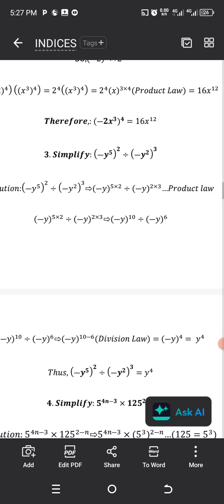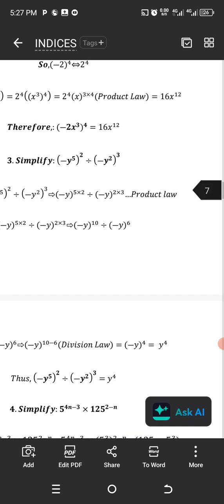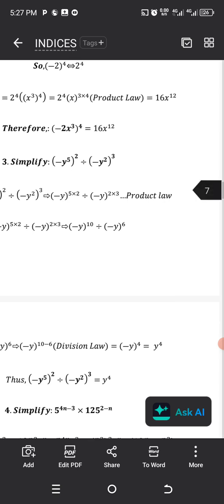But before then, we apply the product rule. You must first apply the product rule before solving, because you open the bracket first. Actually, if you apply the same thing, you get the same answer. So that implies minus 1 inside parentheses, everything raised to power 5 times 2. You see that we've applied the product law divided by the same thing, minus 1 inside parentheses, everything raised to power 2 times 3.